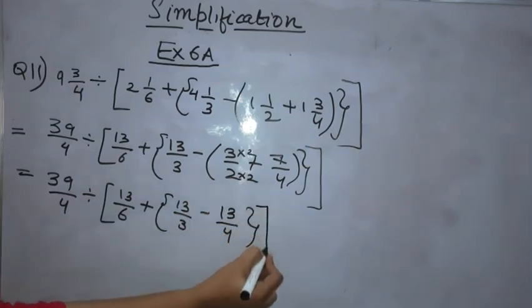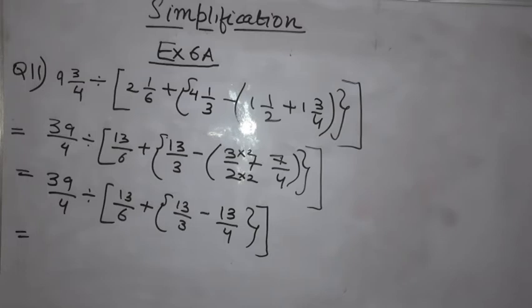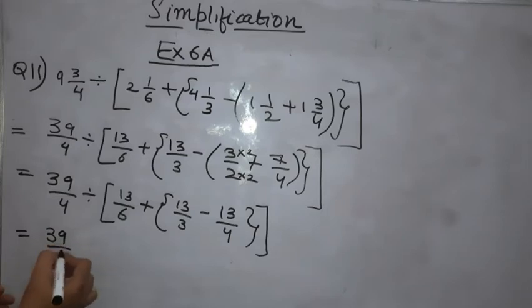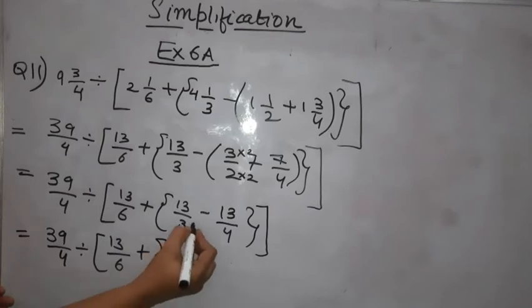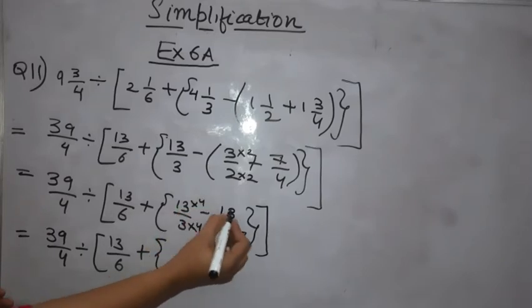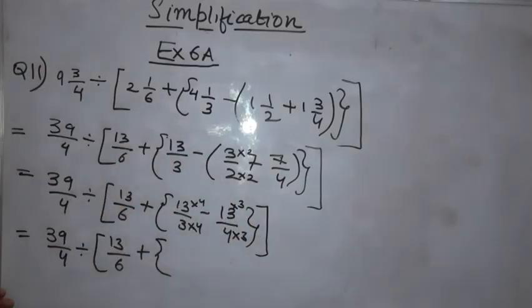Only the curly bracket will be left. After the small bracket, which bracket do we have to open? If you know the answer, kindly comment down in the comment section students. Yes, we have to open the curly bracket now. So let's open the curly bracket. What is the LCM of 3 and 4? The LCM of 3 and 4, since both the numbers are co-prime numbers, so their product will be their LCM.